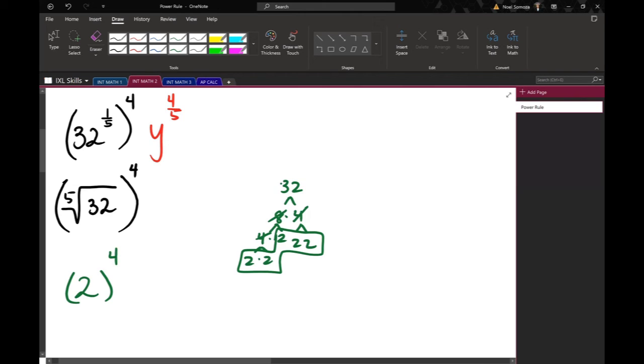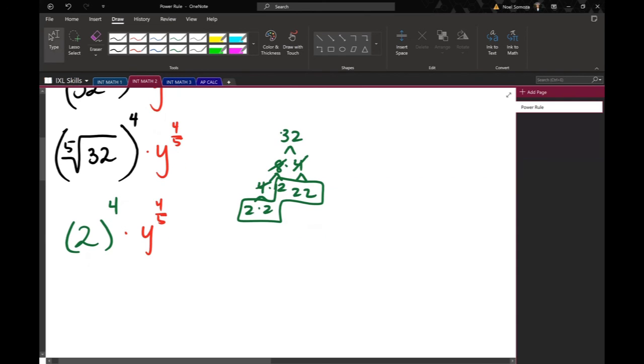And then I would take that to the 4th power. Times, here, let's not forget, y to the 4/5. So if we clean this up, 2 to the 4th power: 2 times 2 is 4, times 2 again is 8, times 2 again would be 16. So this ends up giving us 16 times y to the 4/5.